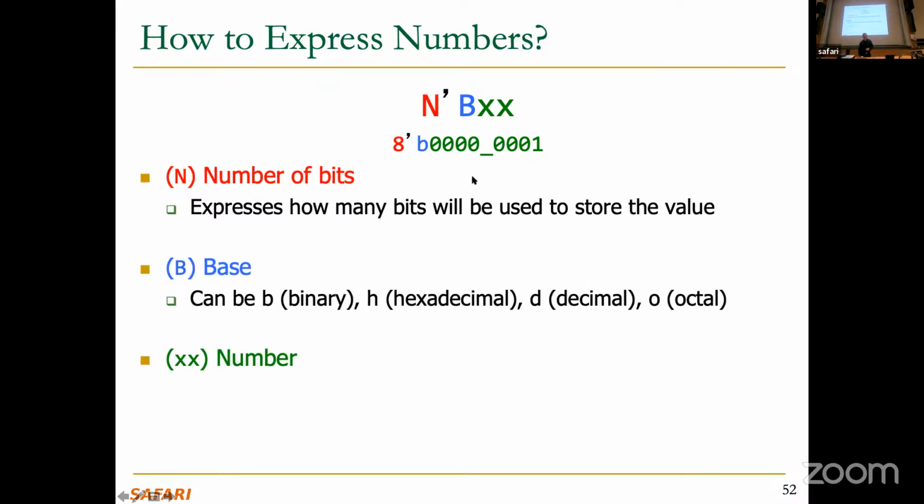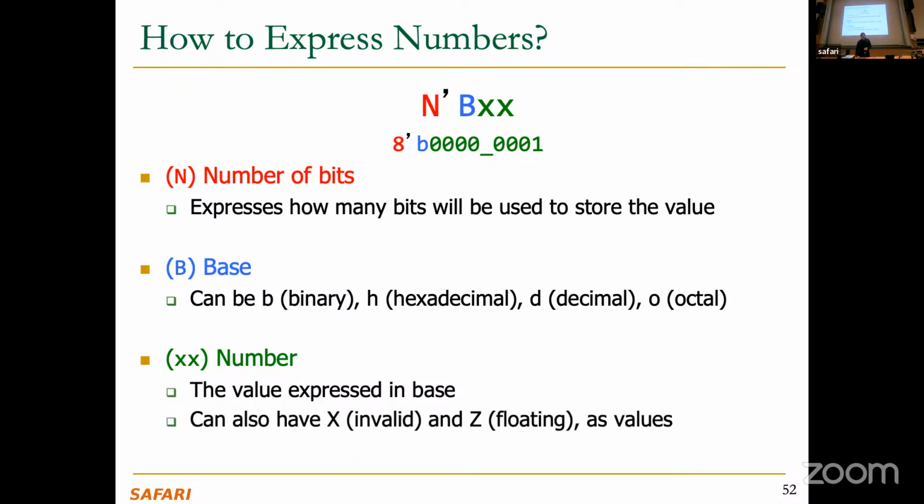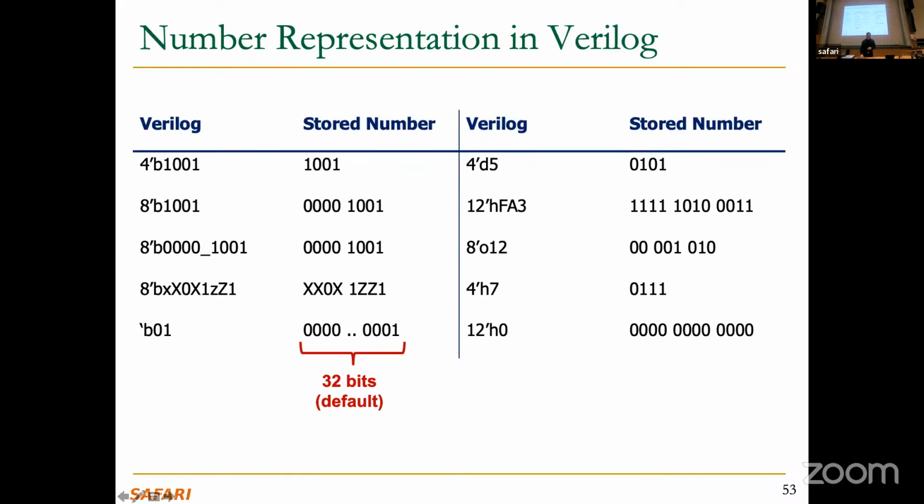In this case, it's 8 bits. And in binary, you require 8 zeros or ones. You need to express the value in the base that you specified. You can also have invalid and floating values, as we will see. This is important to implement some constructs that we talked about, especially floating constructs, but invalid is also good to have. Underscore can be used to improve readability. There are a lot of interesting things here.